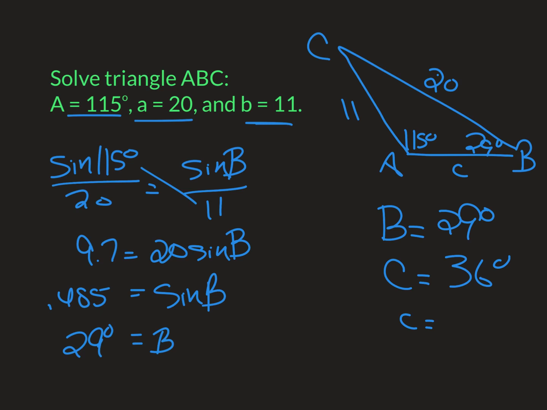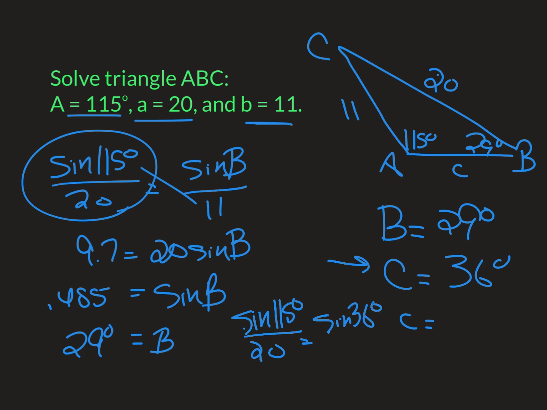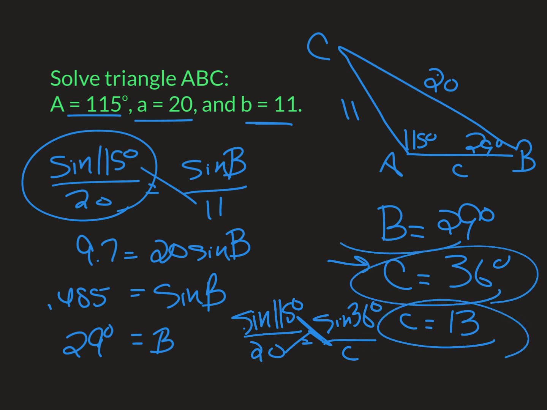All right, one more. Got to find little c. But now that I've got angle C, it's going to be pretty easy. So I'm going to use what I started with a minute ago. Sine 115 over 20 equals sine 36 over side C. I'm just going to cross multiply this way. 20 times sine 36. And then be careful here, divide by sine 115. It gives me 12.97. So I'm going to go with 13 right there, and the answer makes sense with what the rest of them should have been. Okay, so same kind of steps over and over again.